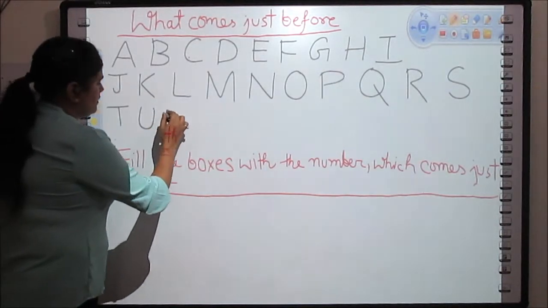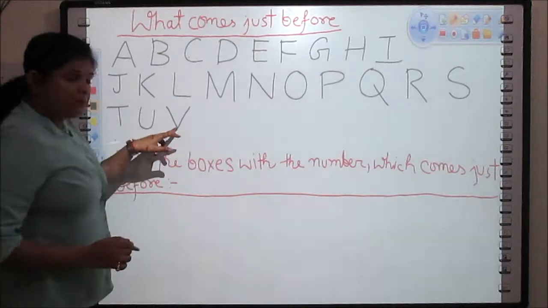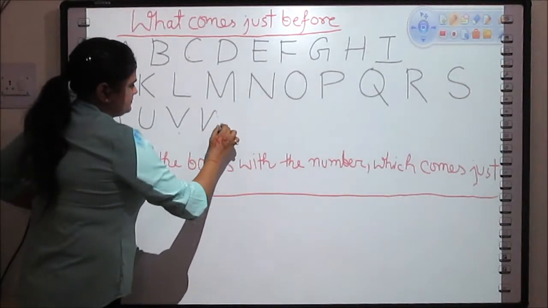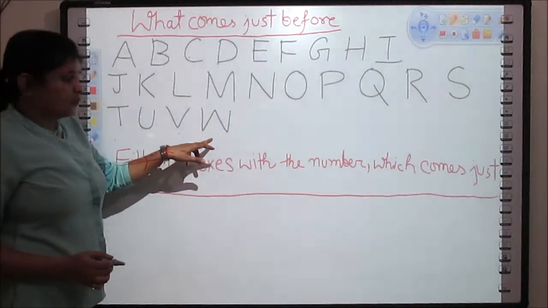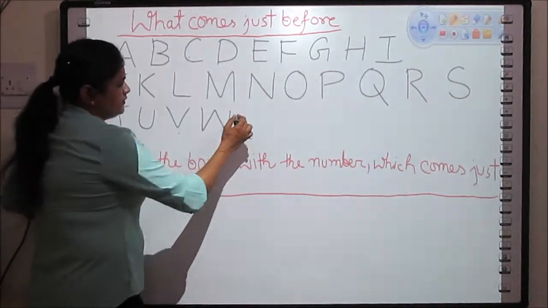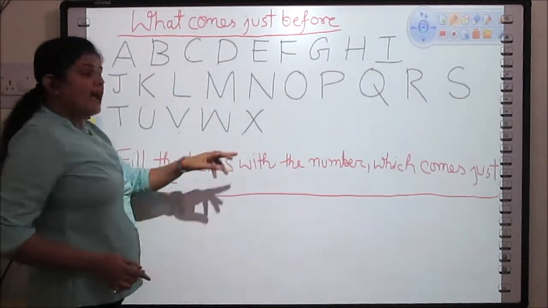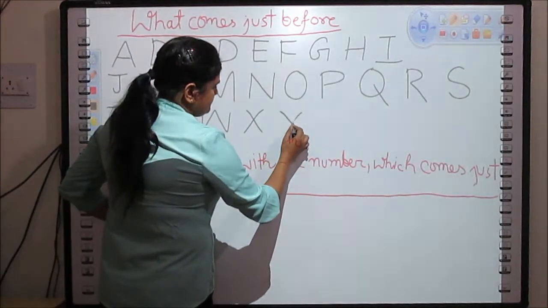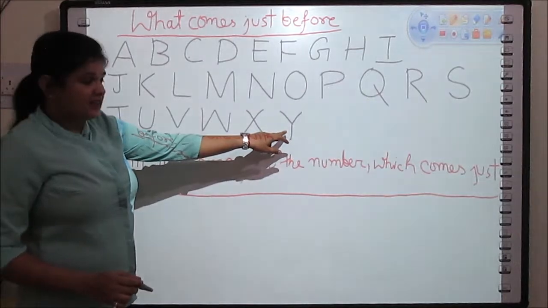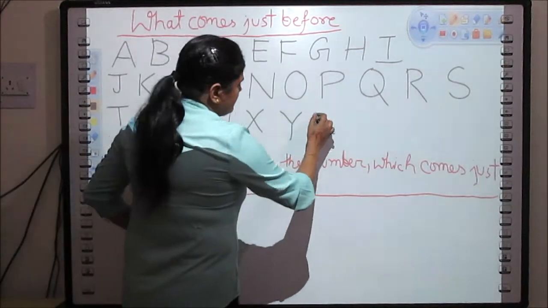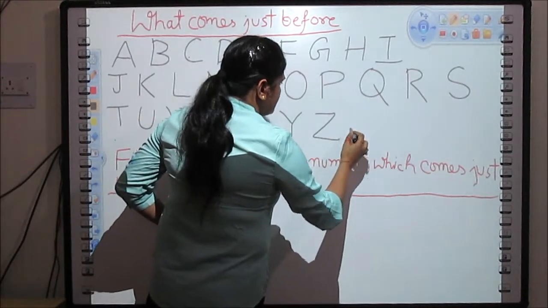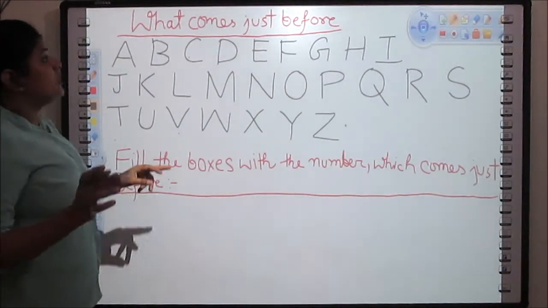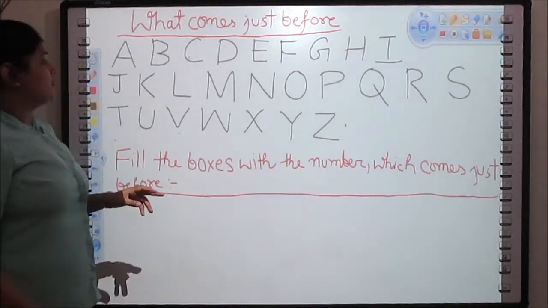After U, V. After V, W. After W, X. After X, Y. After Y, Z. Let's learn what comes just before.